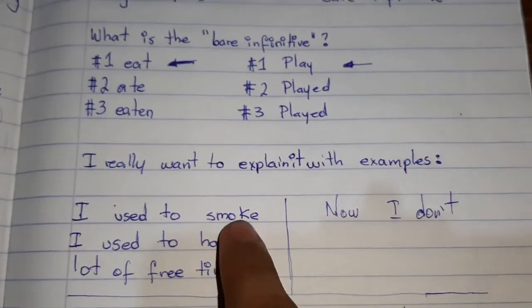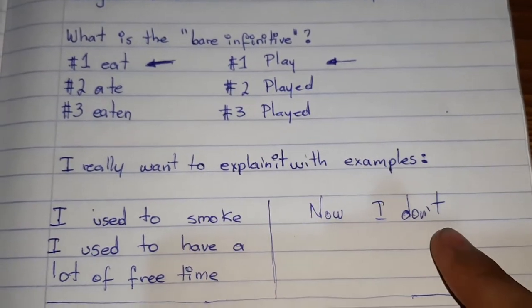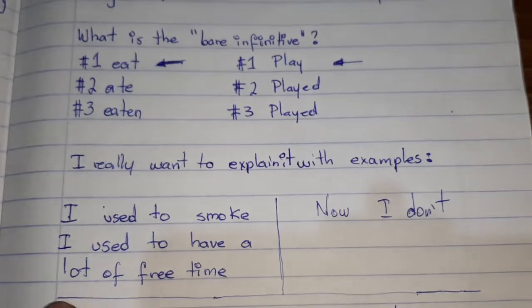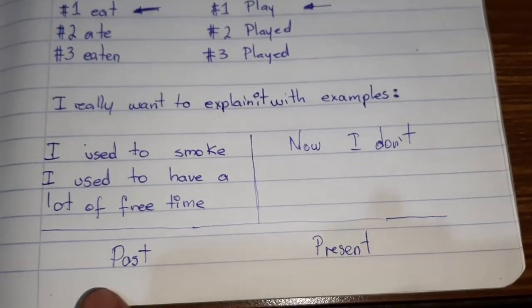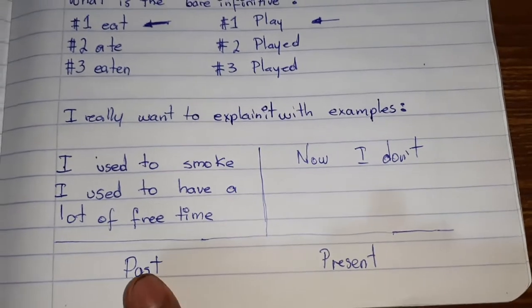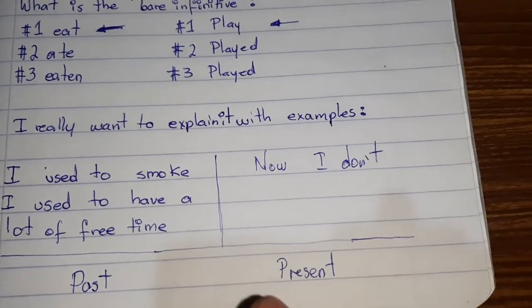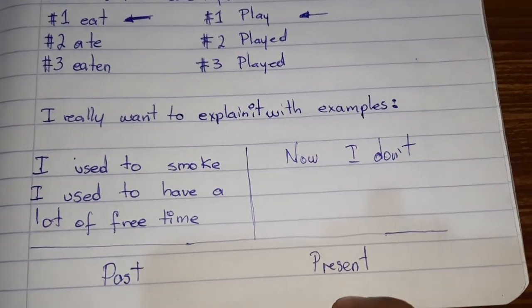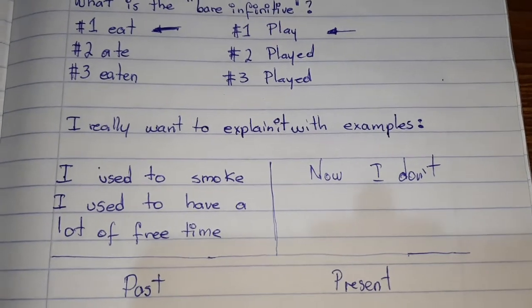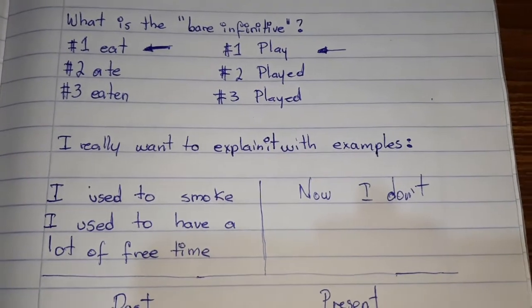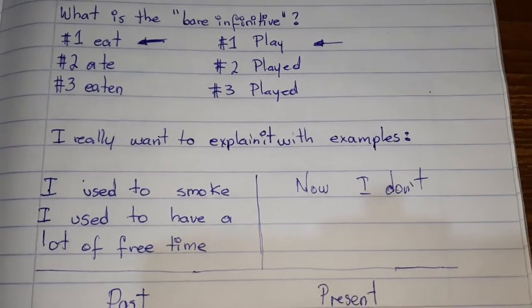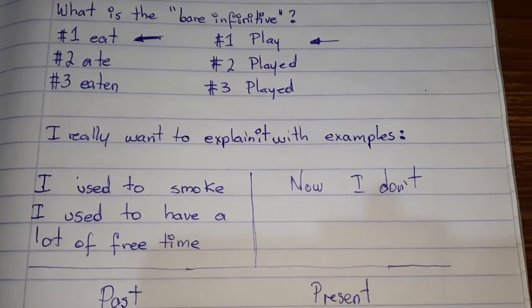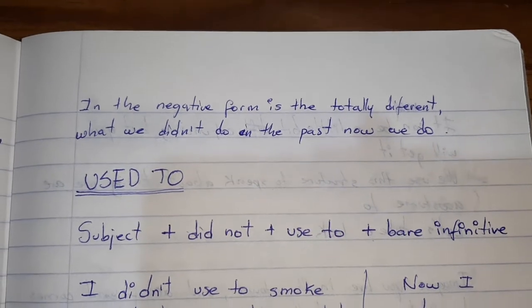Well, I really want to explain with some examples. I used to smoke but now I don't. I used to have a lot of free time but now I don't. So here we can see that we did something in the past, but now in the present we don't do that. Therefore, it is a way to say something in the past that we don't do in the present. Now the negative form.